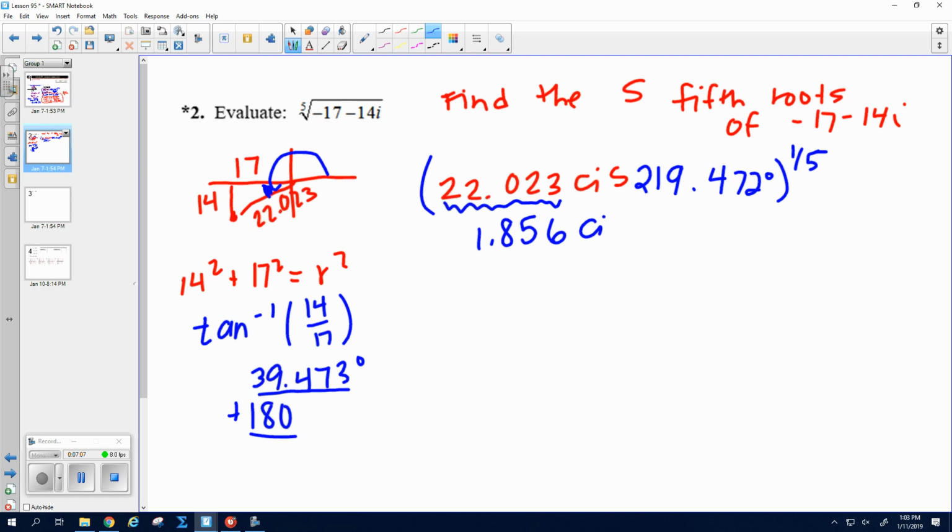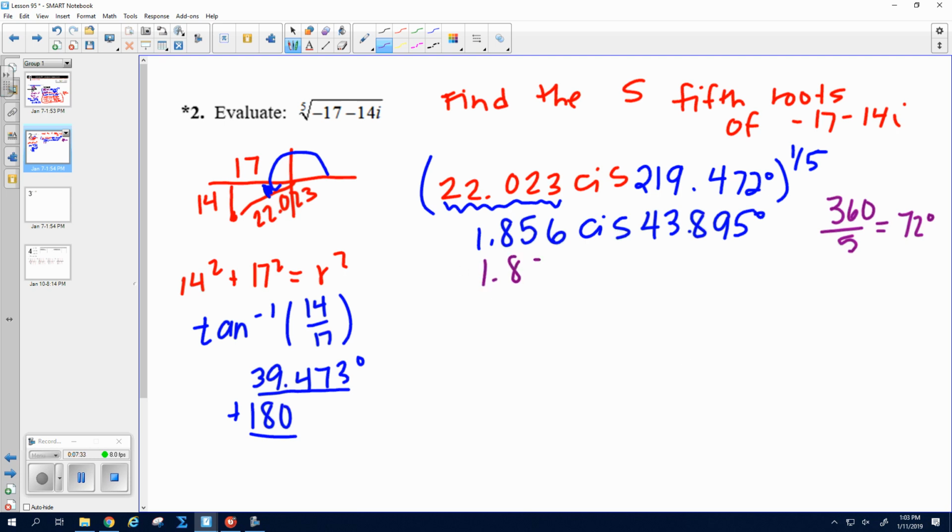So this to the 1/5 is 1.856. And what do I do here? Divide by 5, and I get 43.895. And then we need all 5 answers. This is the first one, so I'm going to take 360 and divide by 5, which is 72. And I'm going to add 72 until I'm done.